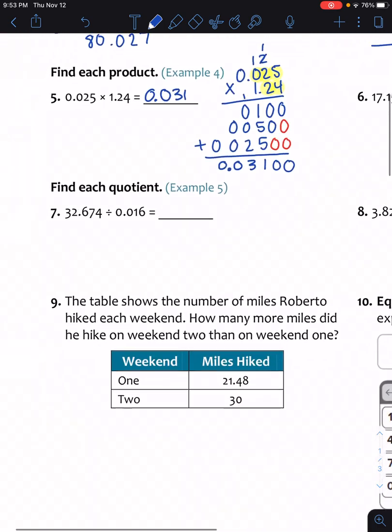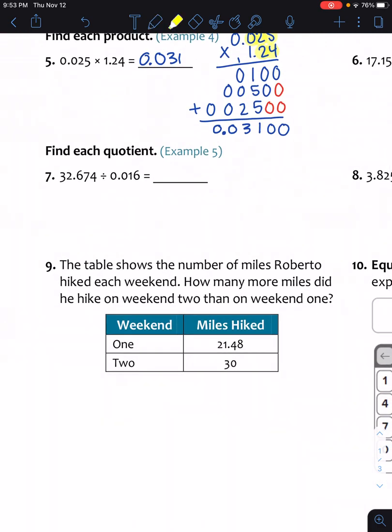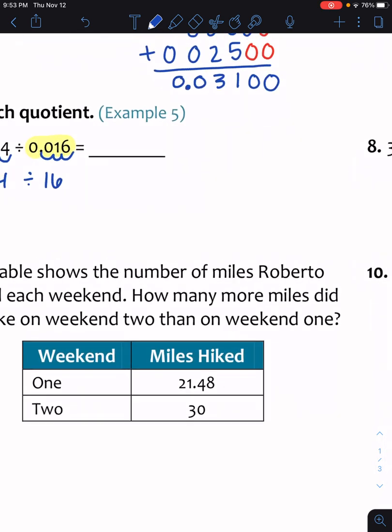Next, I've got my division. The first thing I'm going to do is make sure that the second number is a whole number. So I'm going to move this decimal 3 times, 1, 2, 3, to make this a 16. So I'm going to move the other one also 3 times to make this 32,674.